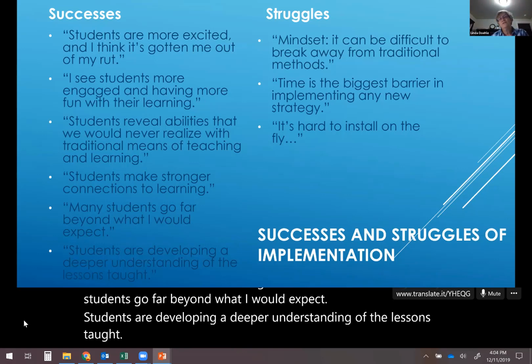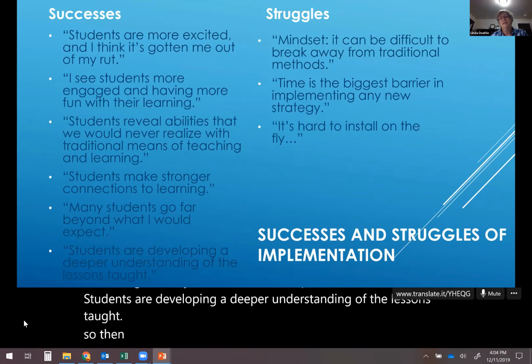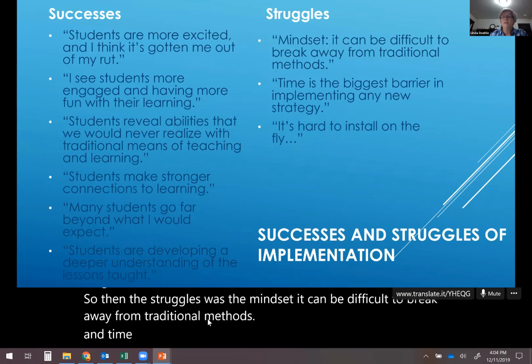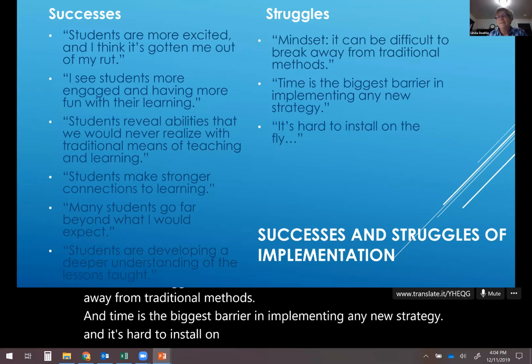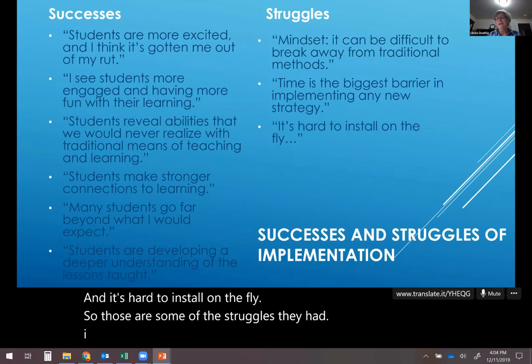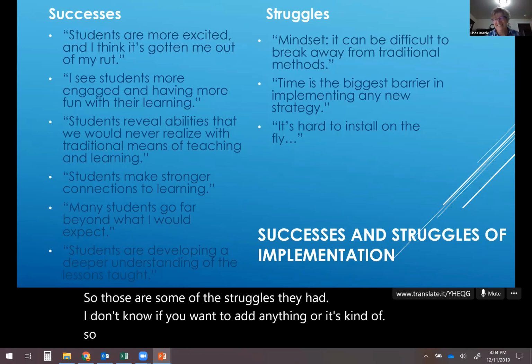And then the struggles was the mindset. It can be difficult to break away from traditional methods. And time is the biggest barrier in implementing any new strategy. And it's hard to install on the fly. So those were some of the struggles they had. So I don't know if you want to add anything, or it's kind of self-explanatory.